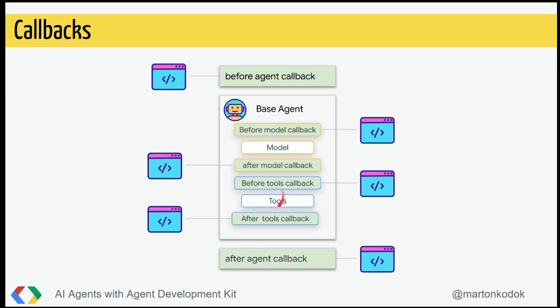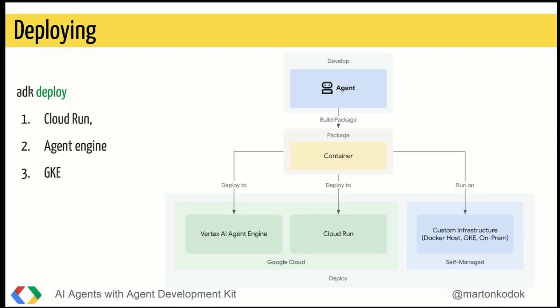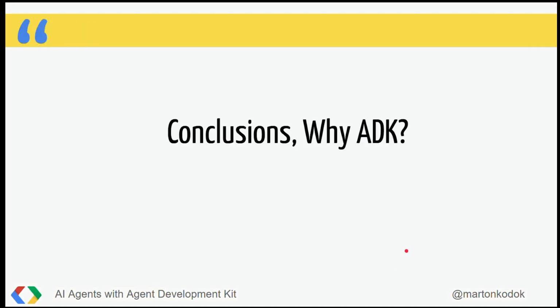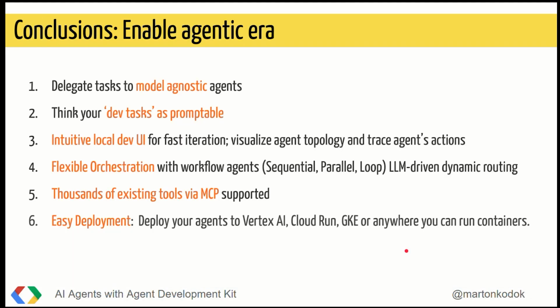And these callbacks actually let you control whatever capabilities you want on the model itself or the tools itself and so on. And this is very good, so you are able to do flexibility on this. You can deploy on Cloud Run, Vertex AI if you are in the GCP ecosystem. And essentially what you see today, that you can delegate tasks to model agnostic agents. So you can think of your dev tasks as promptable.